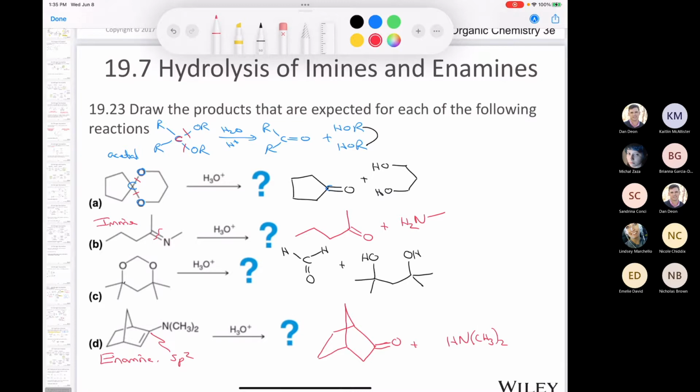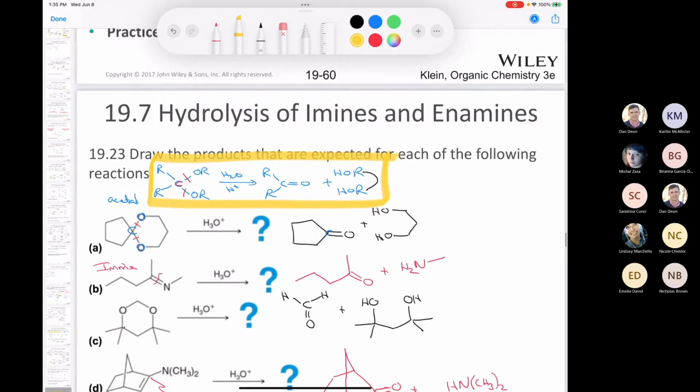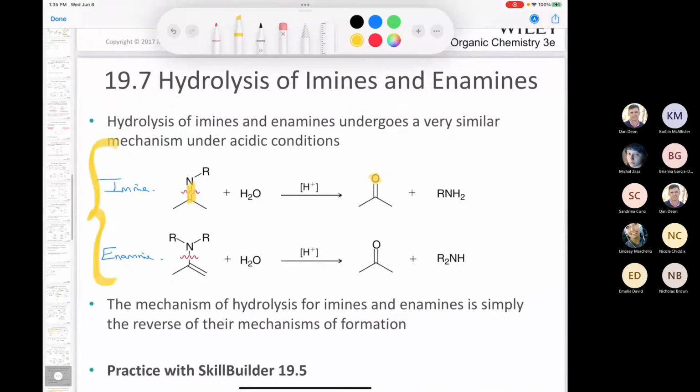Make sure you're able to draw the products of an imine or an enamine or an acetal hydrolysis. Any questions about that one before we move on? And again, I covered the acetal hydrolysis here, and if you go back just one slide, I have the hydrolysis of the imine and enamine.